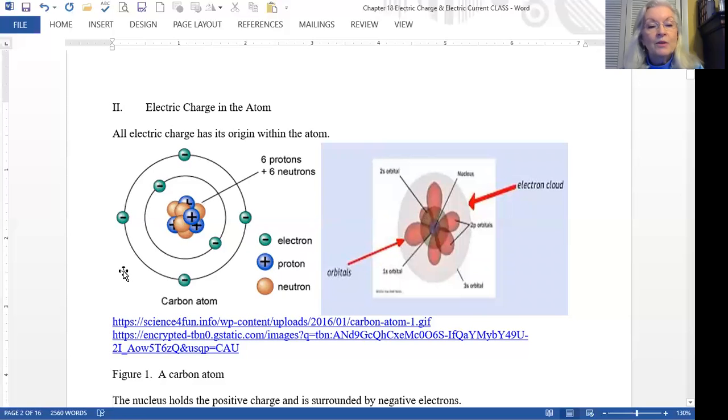So it would have 6 protons, 6 neutrons, and 6 electrons. The protons and the neutrons are held in the nucleus. Protons have a positive charge, neutrons have a neutral charge. We'll talk about them more later. And then the electrons surround it.